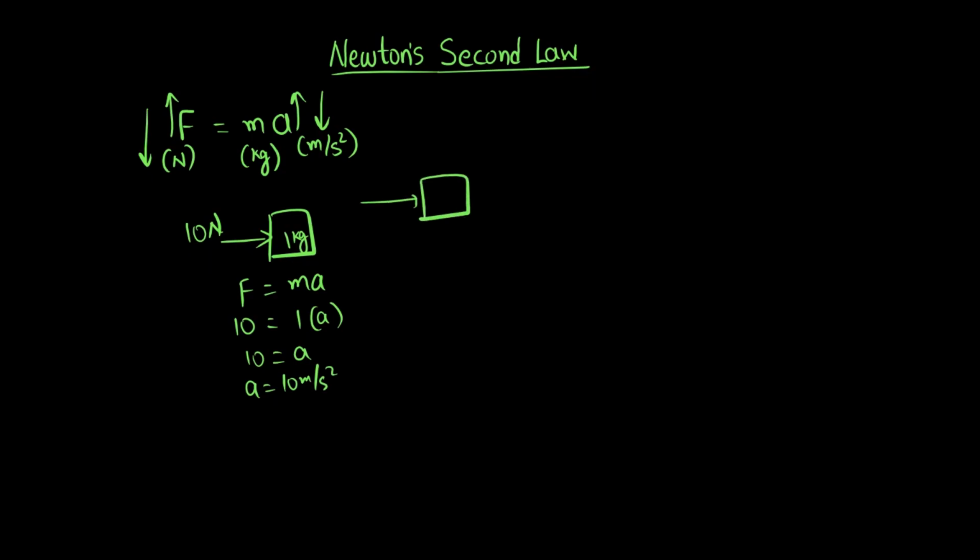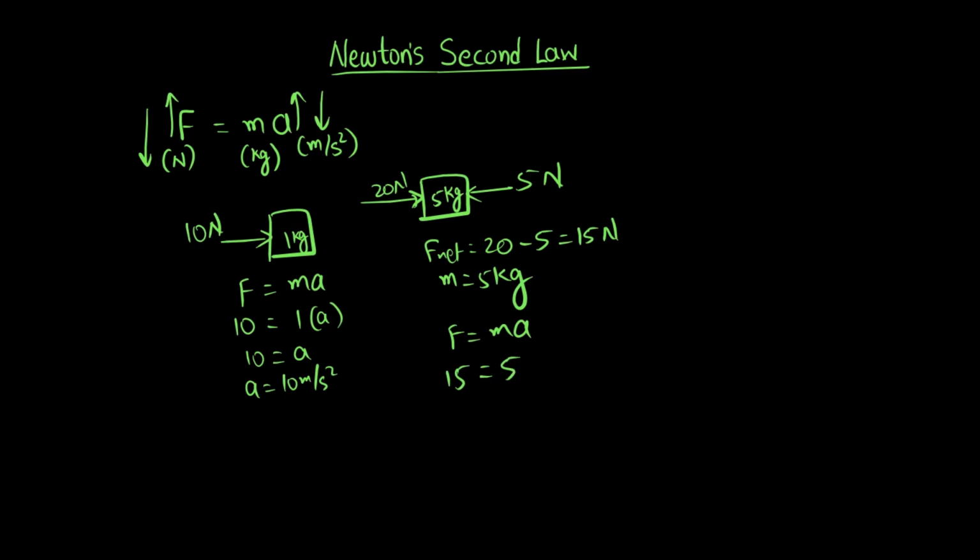In this case, you have 20 newtons and then 5 newtons. And the mass of the body here is 5 kg. Now, the net force is 20 to the right and 5 to the left. So overall it's 15 newtons. Mass is 5 kg. So the acceleration can be calculated using this formula. We have 15 newtons equals 5 kg times a. Divide both sides by 5. You have a equals 15 over 5, which is 3 meters per second square. This is how Newton's second law is applied.